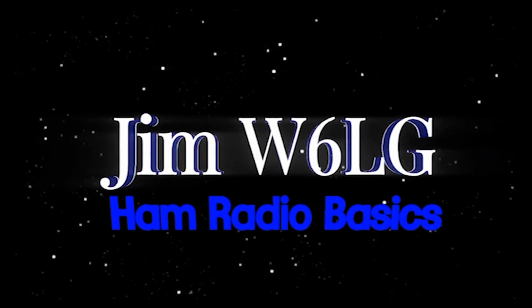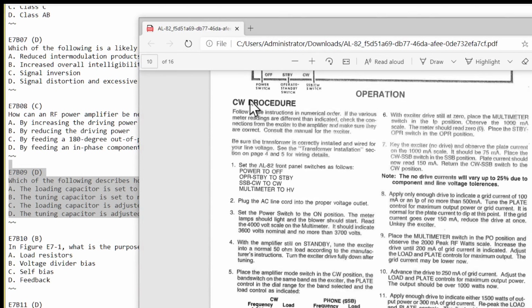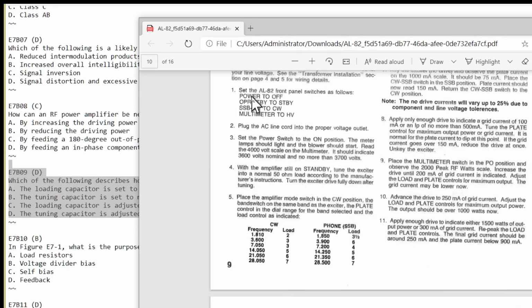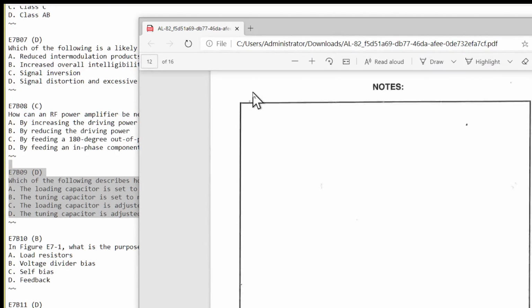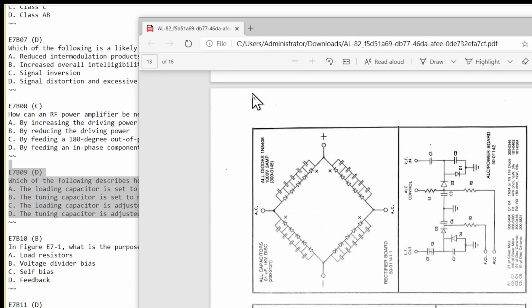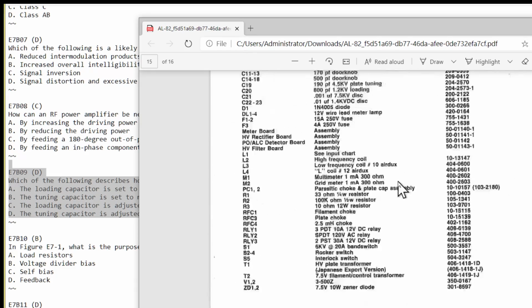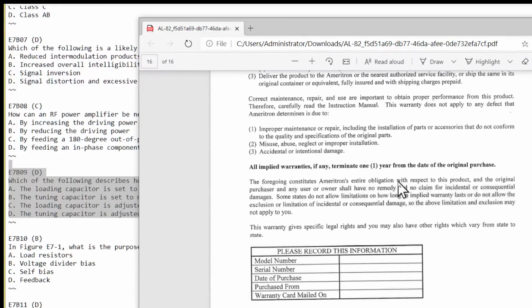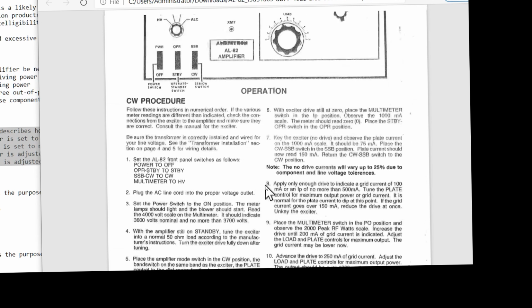Whiskey 6 Lima Golf. He said the instruction manuals for Ameritron amplifiers are pretty well written. Everybody has a little hesitancy on tuning an amplifier if they haven't done it before. Let's scroll down to their tuning procedure. Our suggested settings for the load control are just where you might start. It's probably going to end up at a different point.